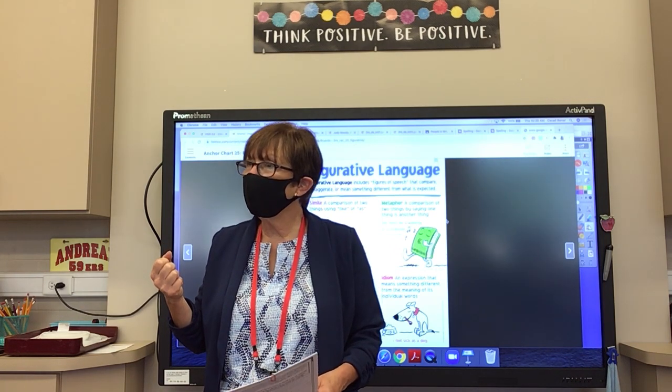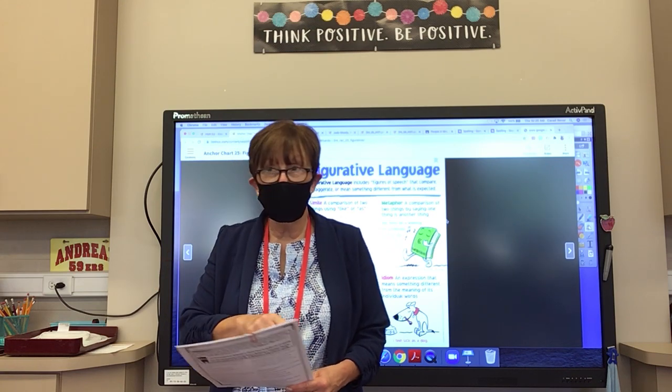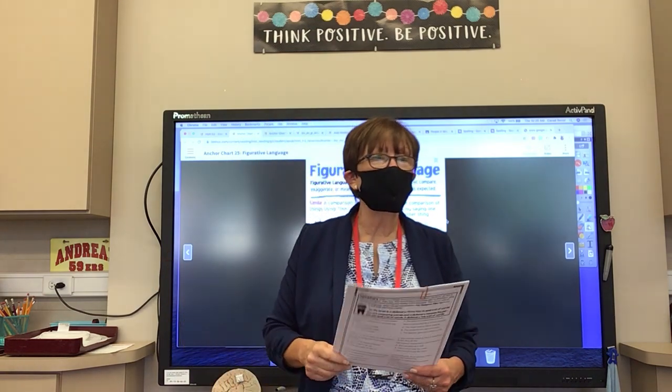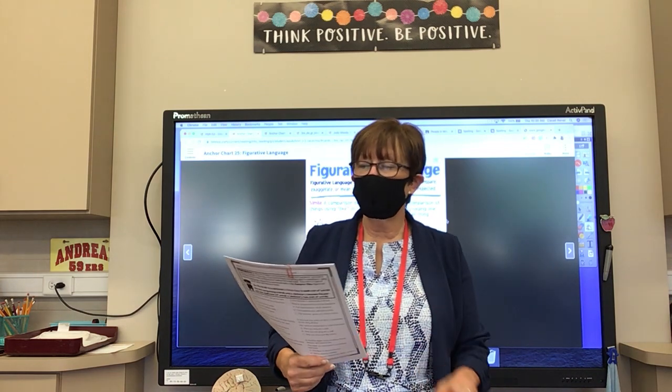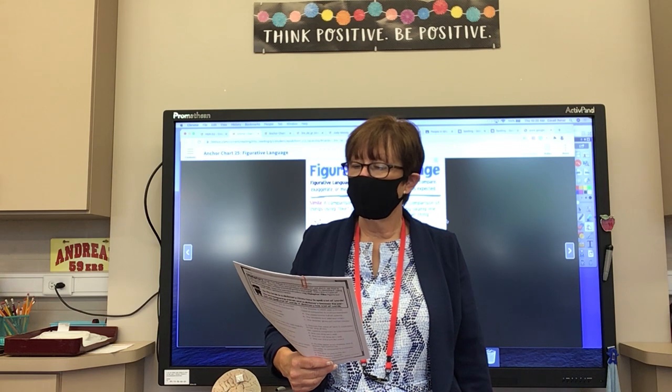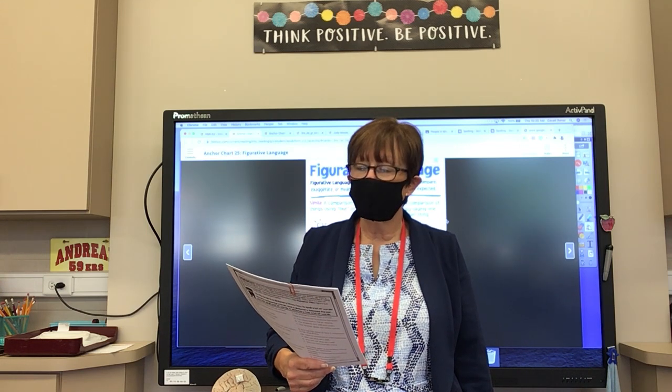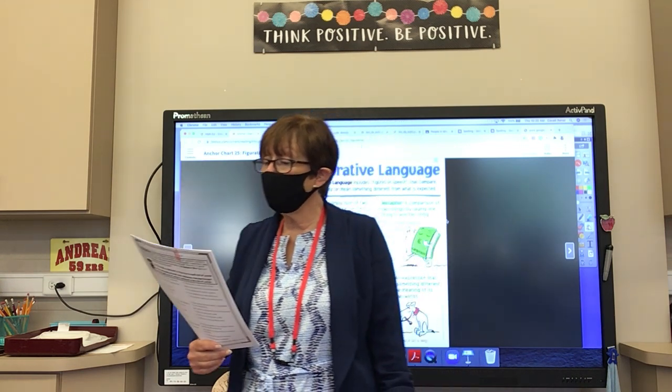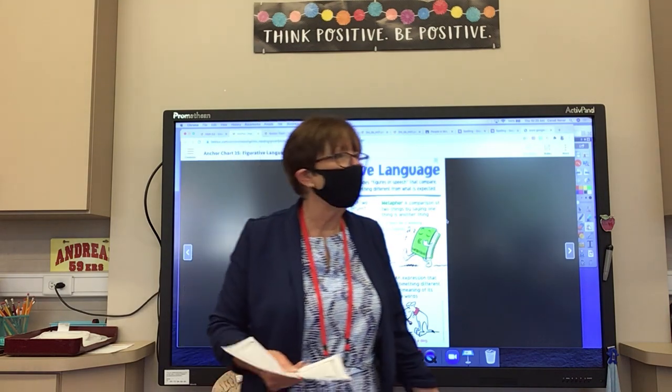Read the sentences below. Help Metaphor Mike figure out what each sentence means. So this is Metaphor Mike here. Example, my room is a pigsty. I need to clean it up. You are comparing a room and a pigsty because the room is very dirty.